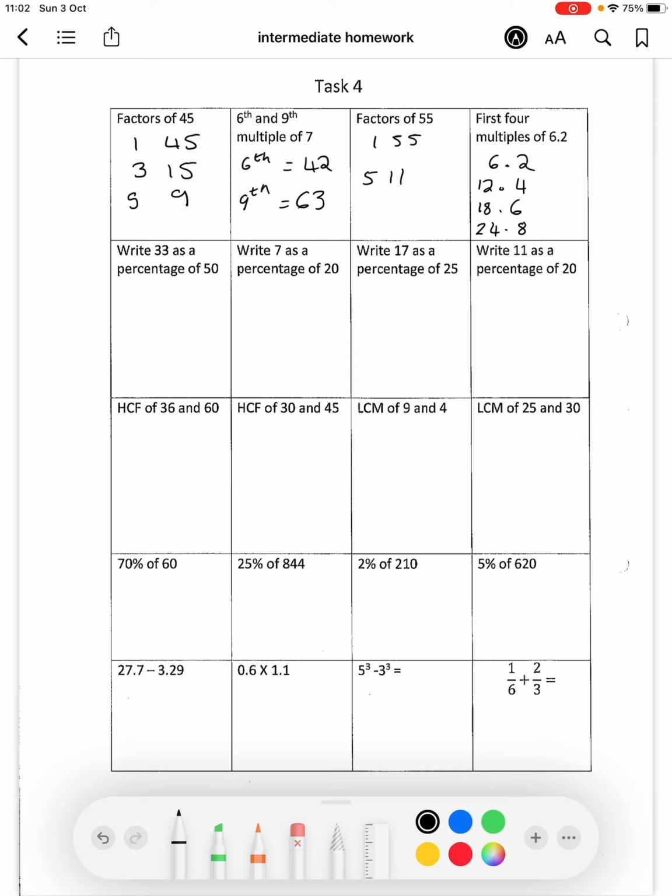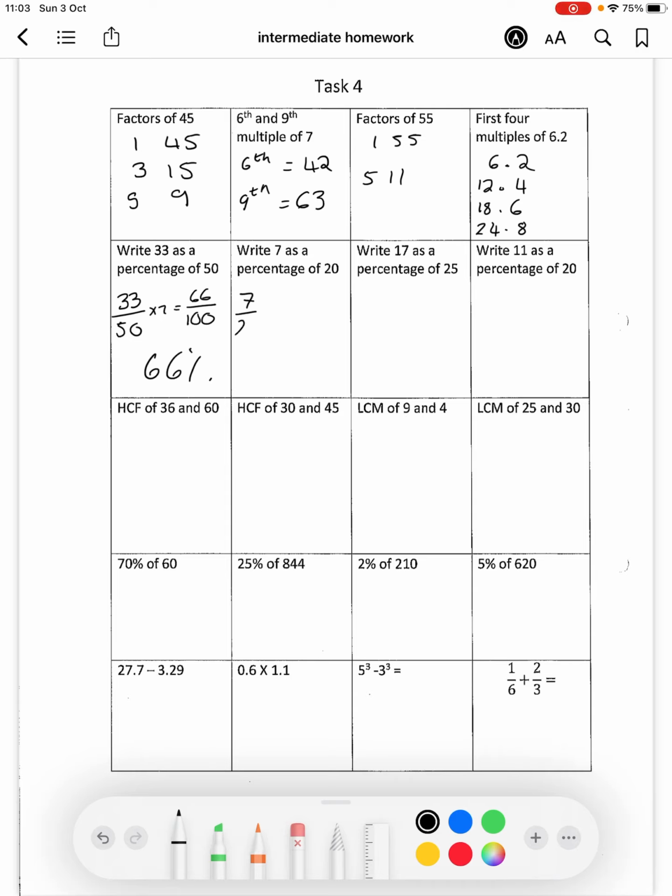Next one is write 33 as a percentage out of 50. So if we've got that in a fraction, 33 out of 50, to get any fraction into a percentage, as long as it's over 100, we can just take the top number. So to get this to 100, we could just double it. So that would be 66 out of 100. So don't forget you've got to double the top as well. So that's therefore just 66%.